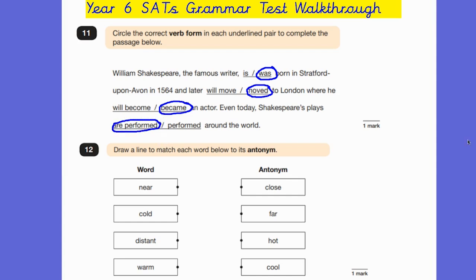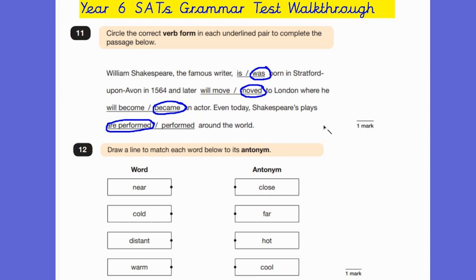Number 12, draw a line to match each word below to its antonym. Now, an antonym is a word which has the opposite meaning. So the opposite to near is going to be far. The opposite of cold is going to be hot. The opposite of distant is going to be close. And the opposite of warm is going to be cool. Antonyms are words which have the opposite meaning.